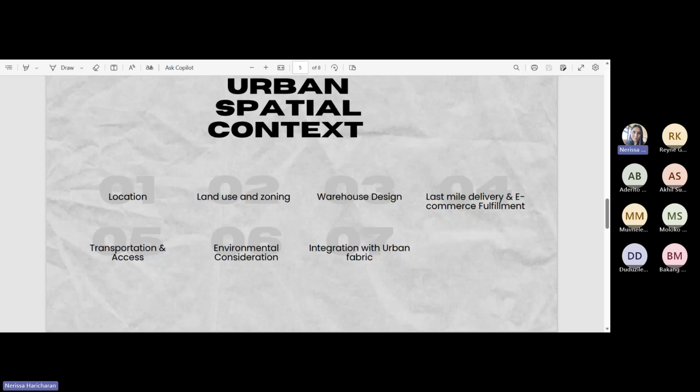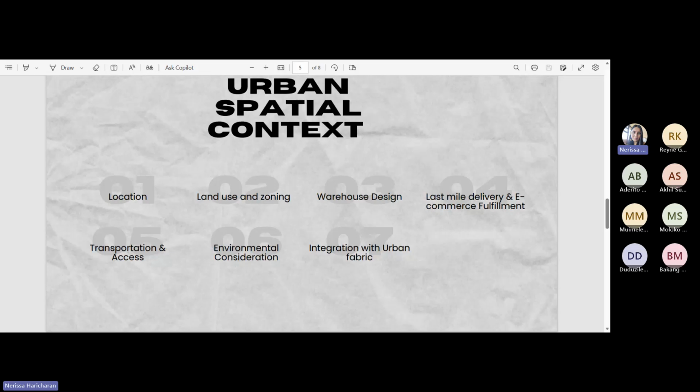So when we're looking at it from a location perspective, warehouses in urban areas are most typically situated near a major transport route, whether it's a highway, a railway, a port, or anything that creates efficient movement of goods in and out of a city.